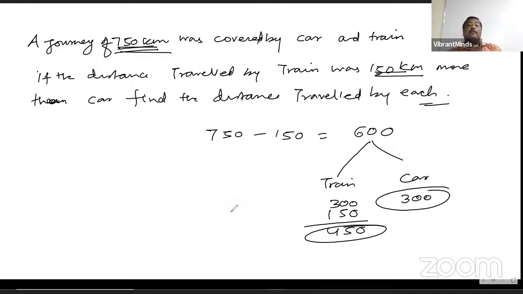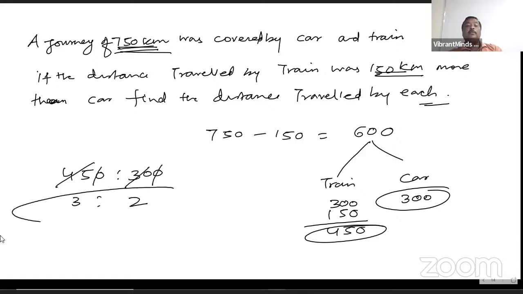And suppose you have to find the ratio of the distance traveled. So what it will be? 450 is to 300. 10 and 10 cancel. 15 2s are 30 and 15 3s are 45. So your distance covered will be 3:2. Is it clear, guys?